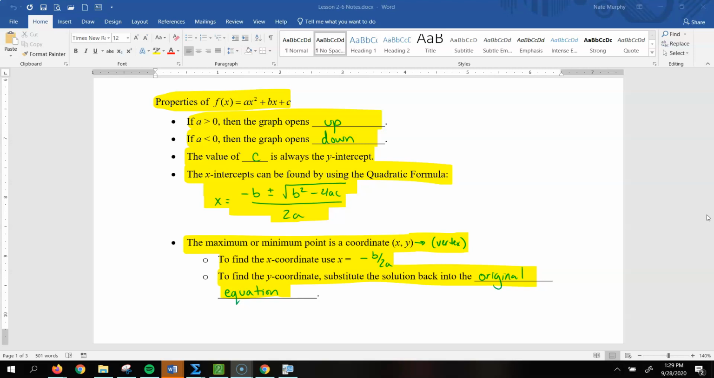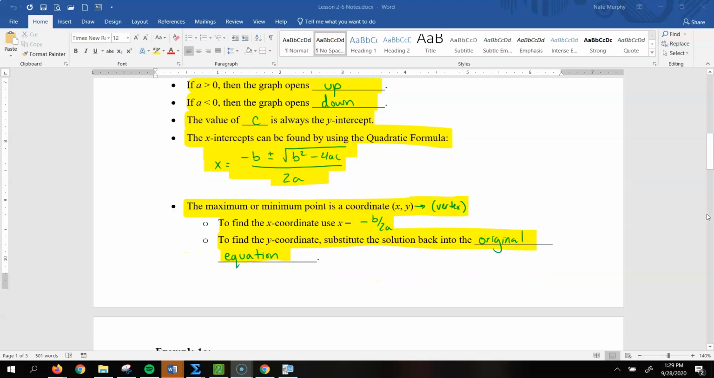If you haven't already done so, make sure you get all of this written down in your notes if you're taking notes on your own. Otherwise, if you have my notes printed out, make sure you're writing down those extra pieces, because this is all very important stuff.